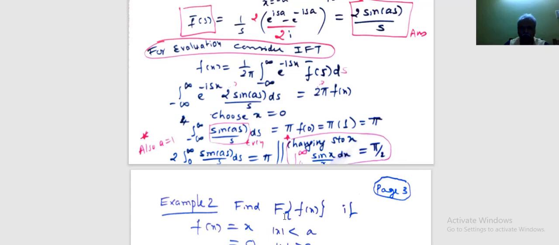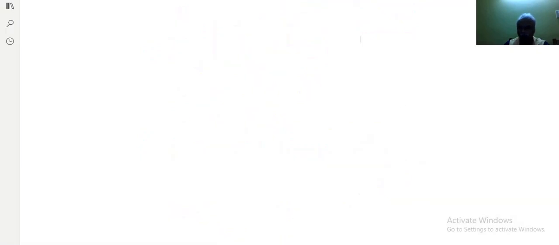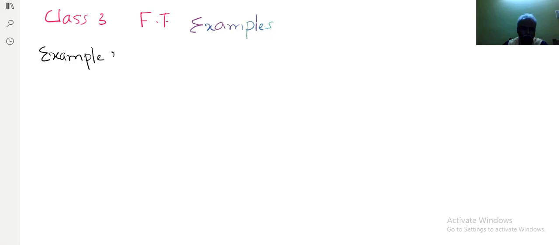So now we are going to have the second example. Dear students, this is class 3, Fourier transforms. Let us continue with the examples. As I told in the last class, let me use this notepad to teach you so that along with me you can write. So let me write example number 2.